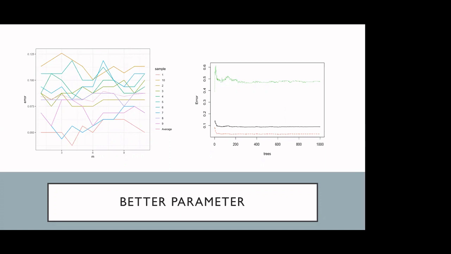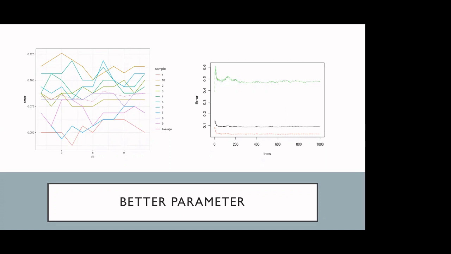Next, we do the iteration for getting a better m. We build the random forest model 11 times with each test and training subset, for m equal to 1 to 11. Then we compute the average test error for each m. From the left plot, you can see the dashed line means the average test error, and m equal to 6 has the lowest test error.